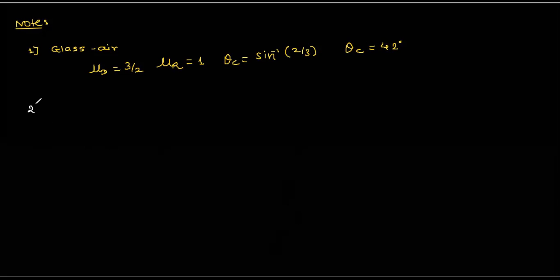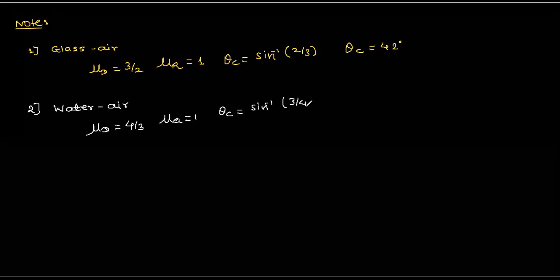Second interface, suppose water and air. Now which medium is denser? Water. Which medium is rarer? Air. So mu for the denser medium here is 4 by 3. Mu of air is 1. Theta c is equal to sine inverse of 3 by 4. And here the critical angle is equal to 49 degree.